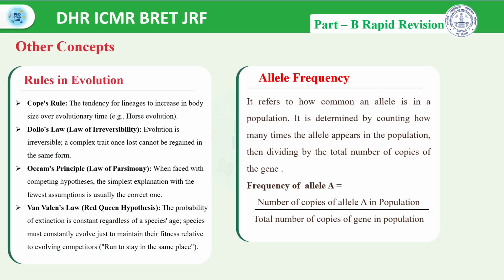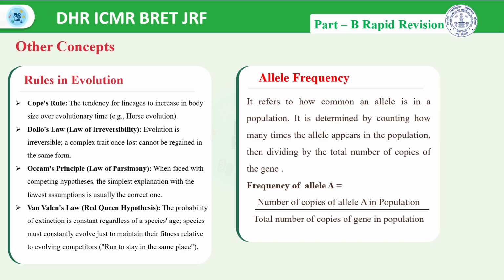Now we have some rules in evolution, which are also very important. Definitely one question you can find in every JRF examination from these rules. So one is Cope's rule. This is the tendency of lineages to increase in body size over evolutionary time, like horse evolution. Then you have Dollo's law, which is also called the law of irreversibility. In this, evolution is irreversible. A complex trait once lost cannot be regained in the same form.